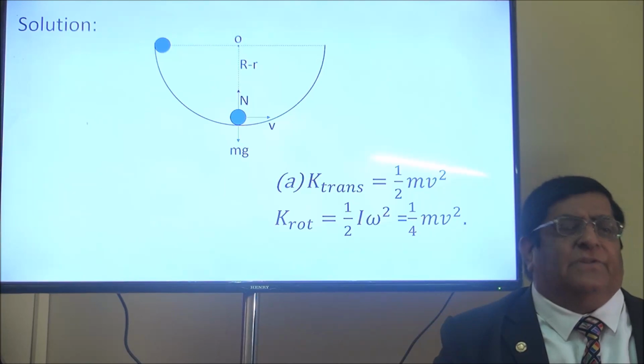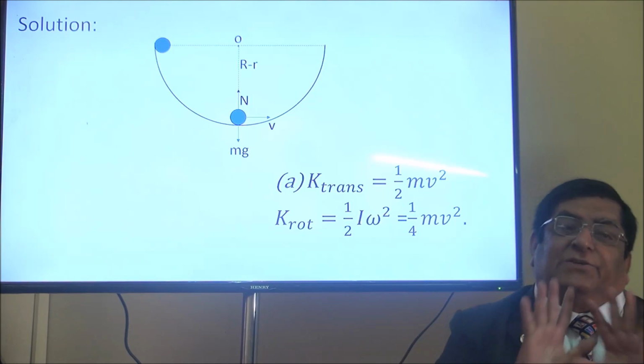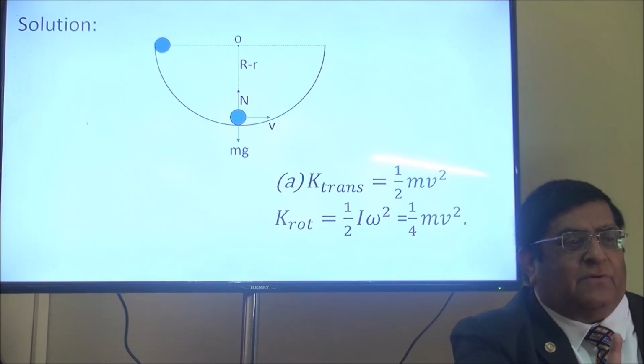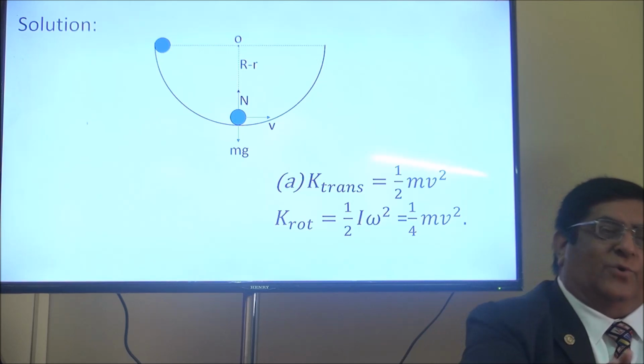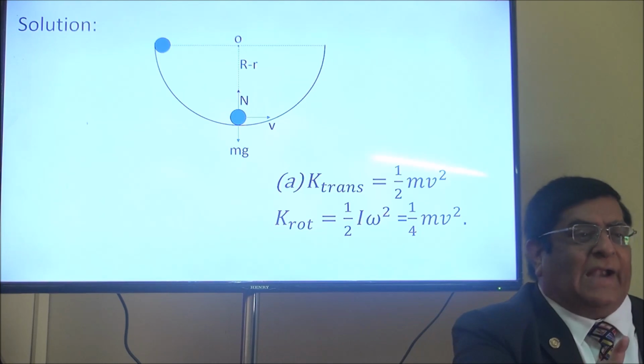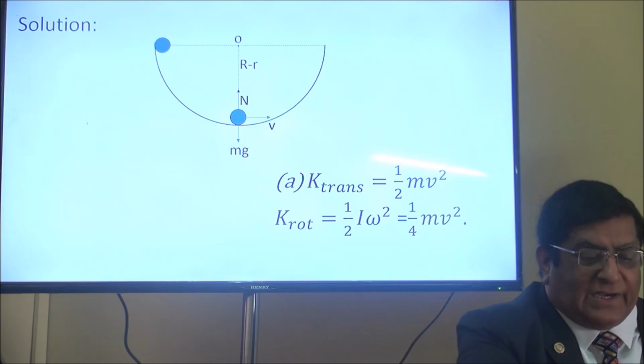mgr, correct? With the formula mgh. That is the total energy. So that data has come to you. What is the total energy? mgr, note it down. Now we have to find out for rolling.